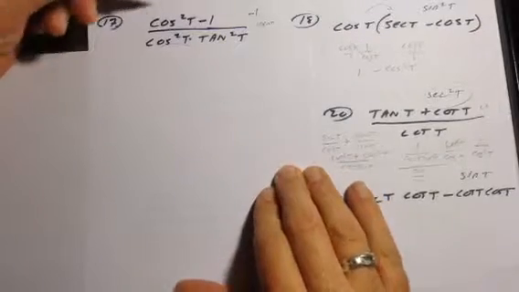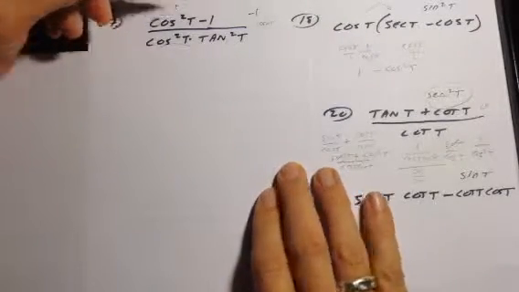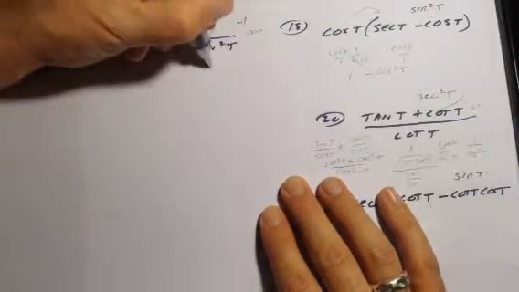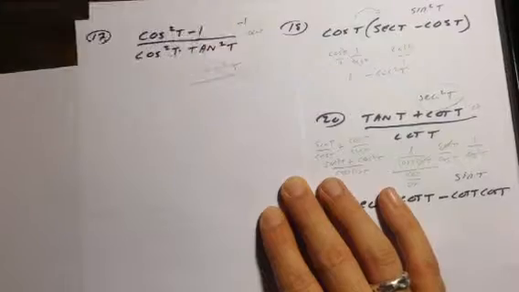This one's going to be a basic identity. Cosine squared t minus 1. Let's just take a look. Yeah, here we go. Cosine squared t minus 1 is negative sine squared theta. So this top thing becomes negative sine squared t all over.